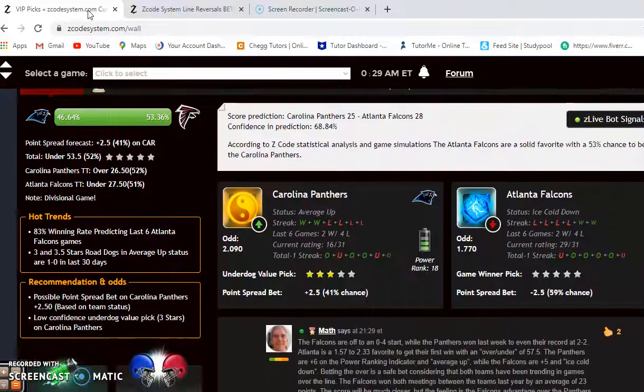The Carolina Panthers and the Atlanta Falcons. Carolina is average up at the moment. Atlanta is ice cold down. The Falcons are off to an 0-4 start, while the Panthers won last week to even their record at 2-2. You see the over-under in this game is 53.5. The Falcons are our home favorite at 1.77 odds to 2.09 odds.